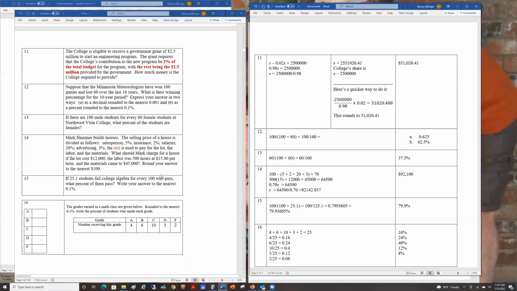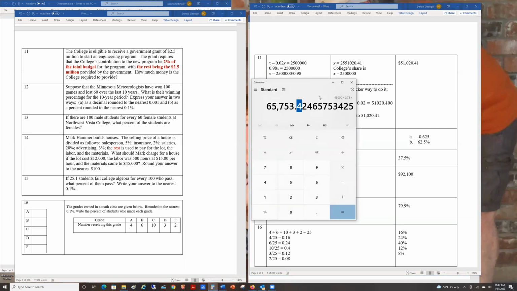So the way I like to teach this is, well, $2.5 million is 2,500,000, and there it is. That's $2.5 million. The tricky part of this is the grant requires that the college contribute 2% of the total budget. What the grant presenter was doing was taking 2% of 2,500,000 and adding it on. But that's not what they have to pay 2% of.